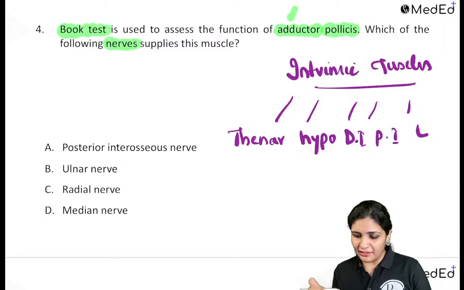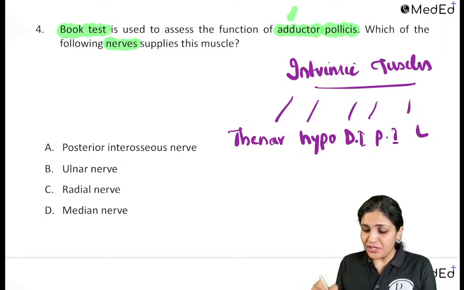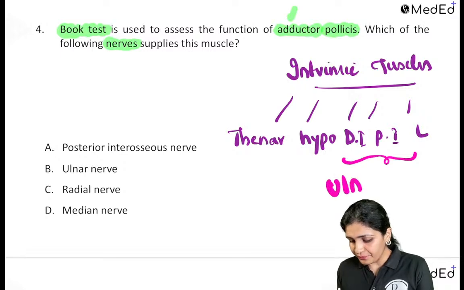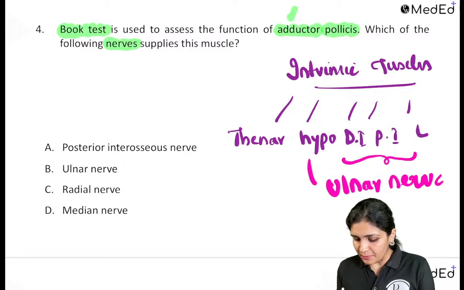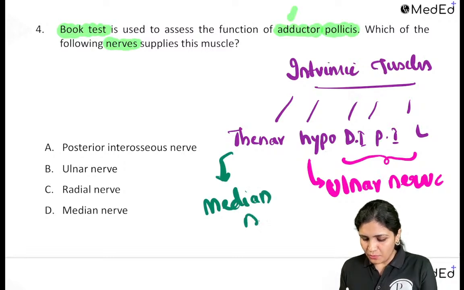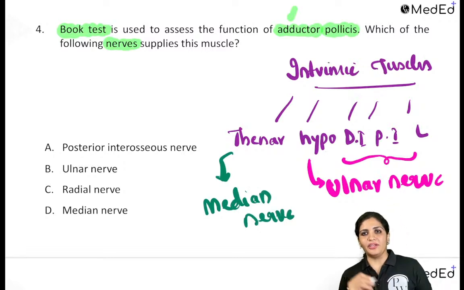What is interesting is that there are two important nerves dividing the supply. The dorsal interossei and the palmar interossei are supplied by the ulnar nerve, right? And your hypothenar is also supplied by the ulnar nerve, and your thenar group is supplied by the median nerve. So what you have to remember is these two important nerves: one is your median nerve, one is your ulnar nerve.